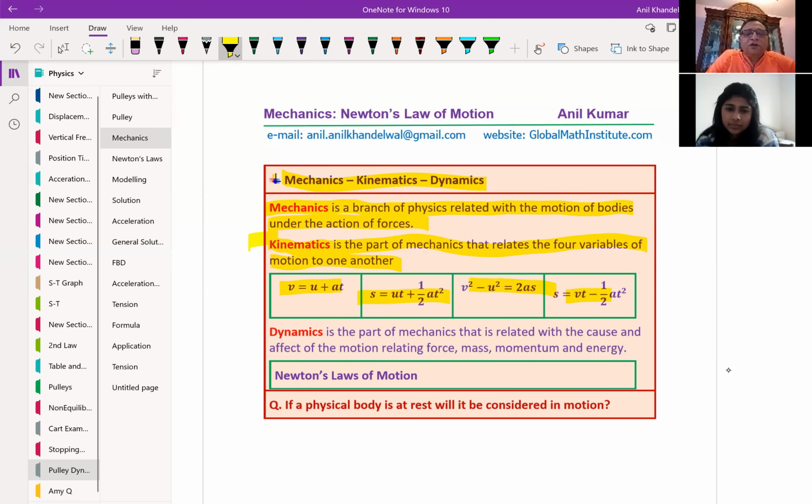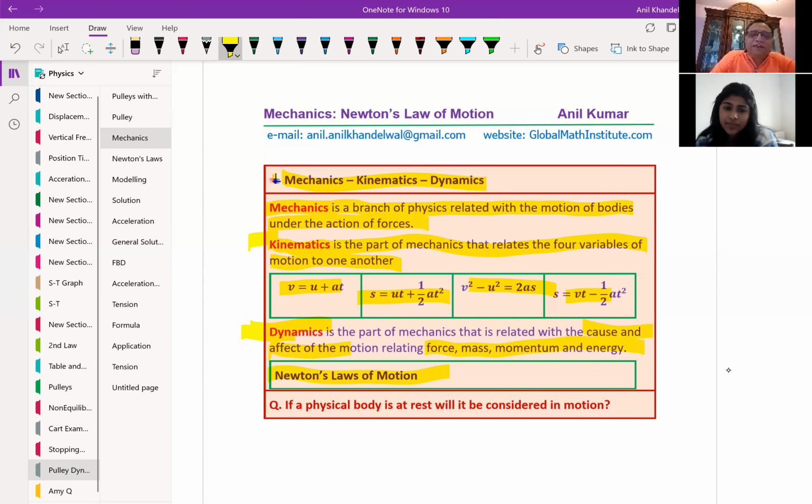Now we'll talk about dynamics, where we are more interested in the external force, which changes the state of equilibrium, or sometimes brings it to equilibrium. Either way. Can you please read this? Dynamics is the part of mechanics that is related with the cause and effect of the motion, relating force, mass, momentum, and energy. And here are Newton's laws of motion.